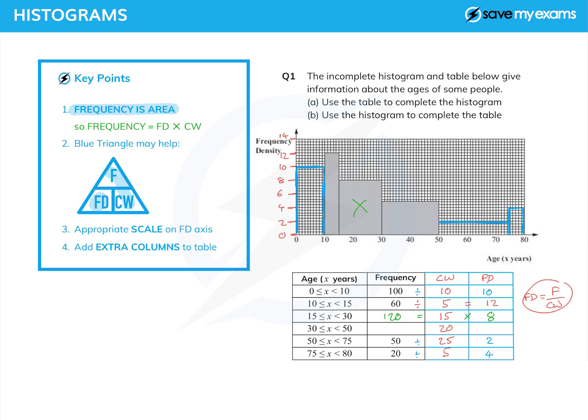And then we do the same thing for this block, the one with the X in it now. If we look at that carefully, we see that the height is 5. It's halfway between 4 and 6, so that's the frequency density. And we multiply 5 by 20 to get 100. And so we have completed the table as well.